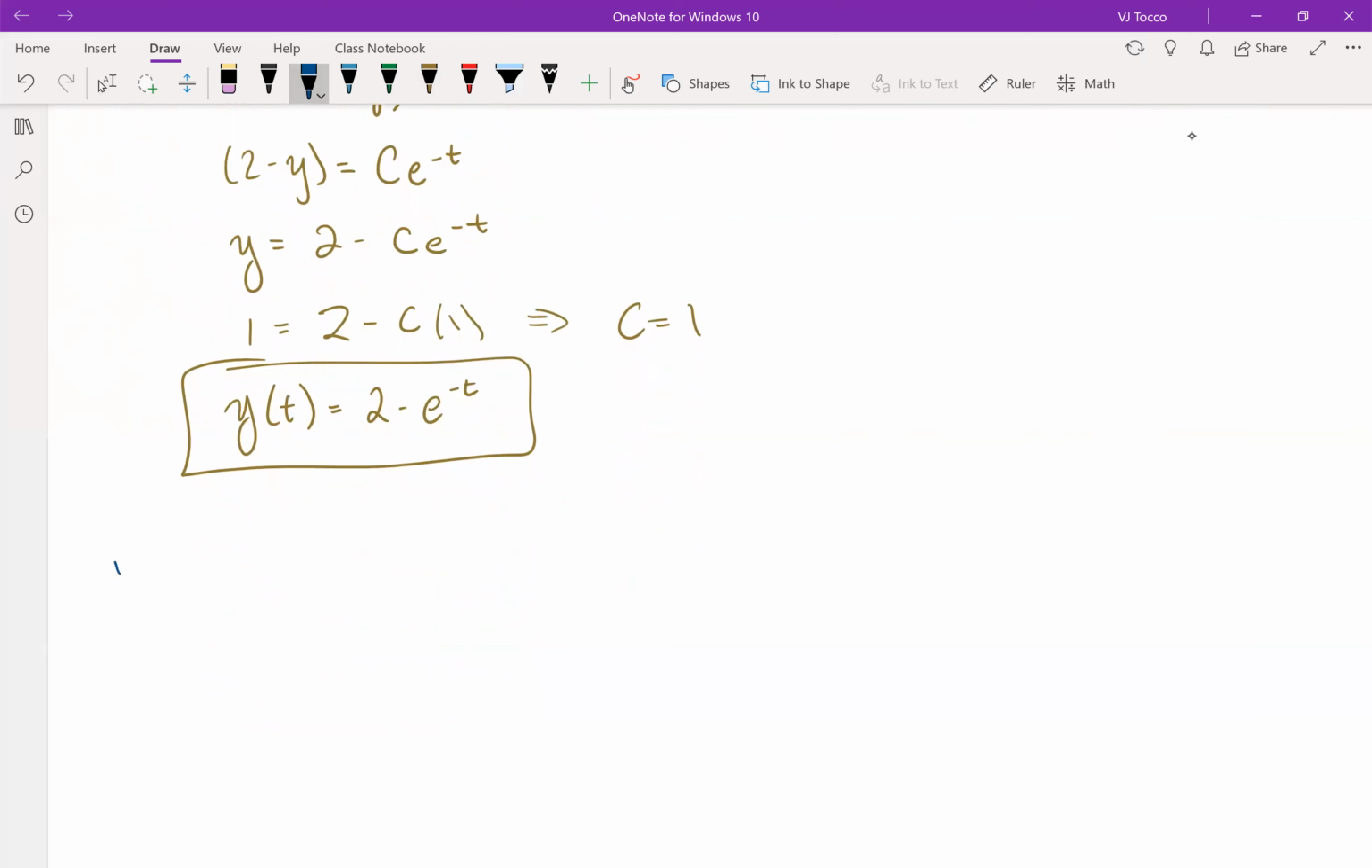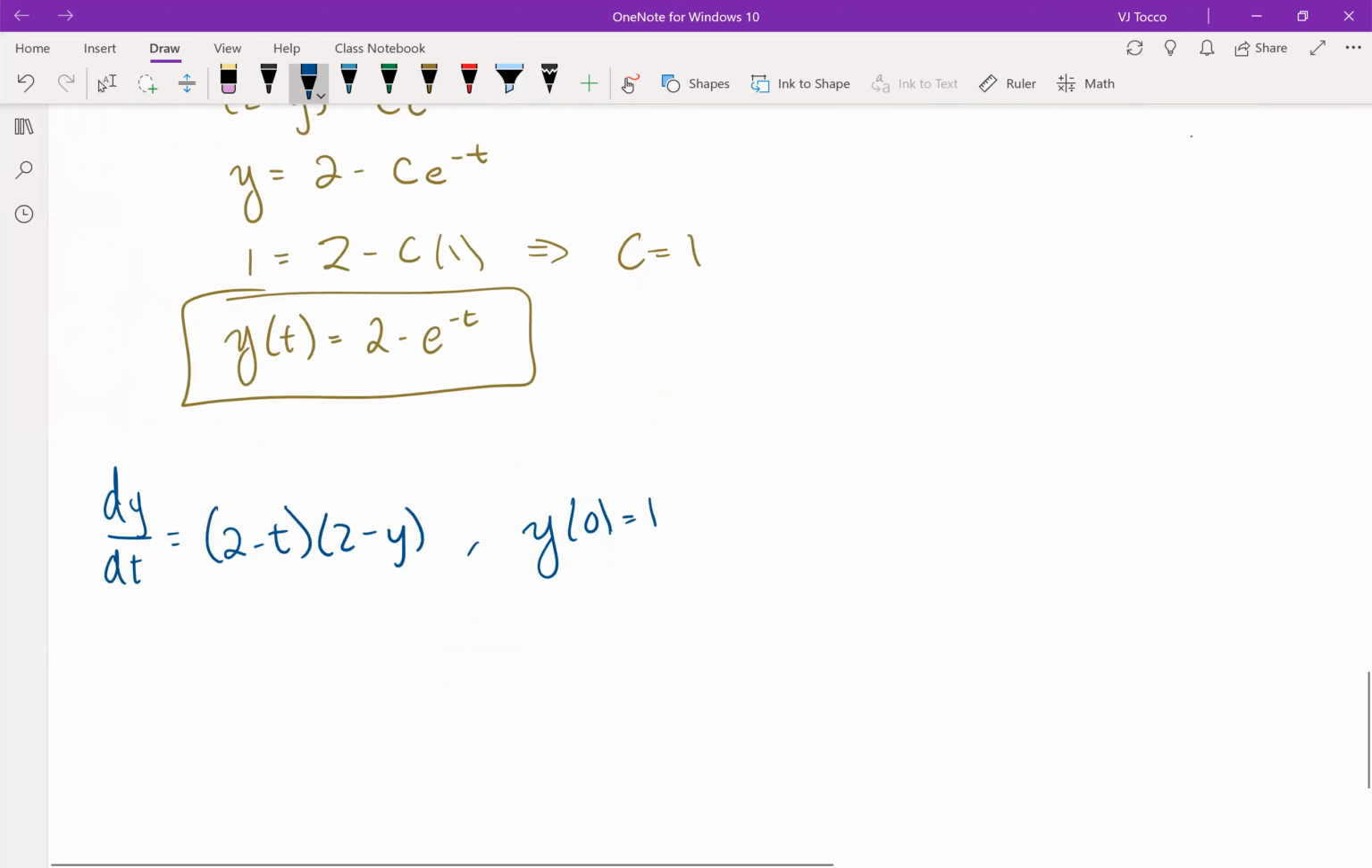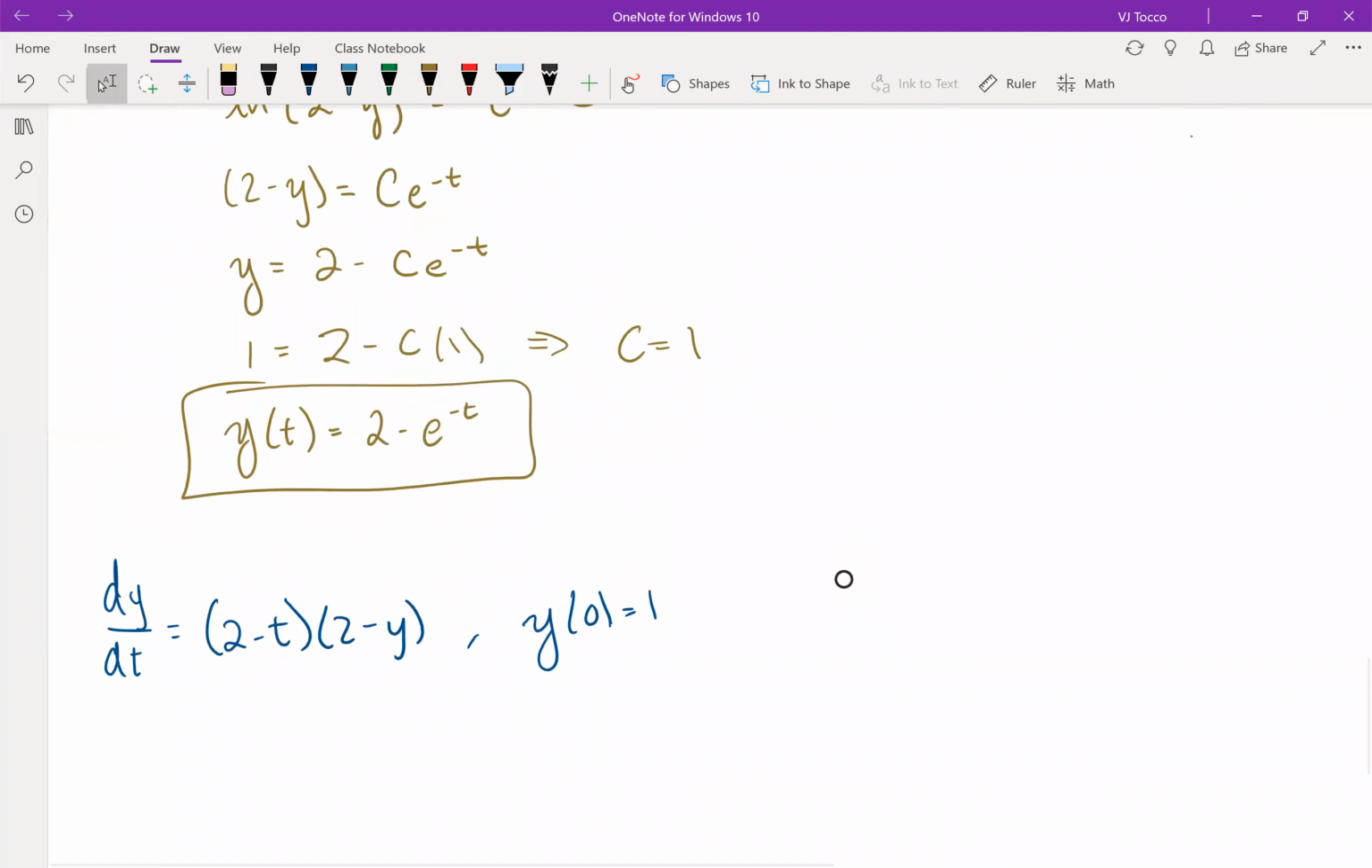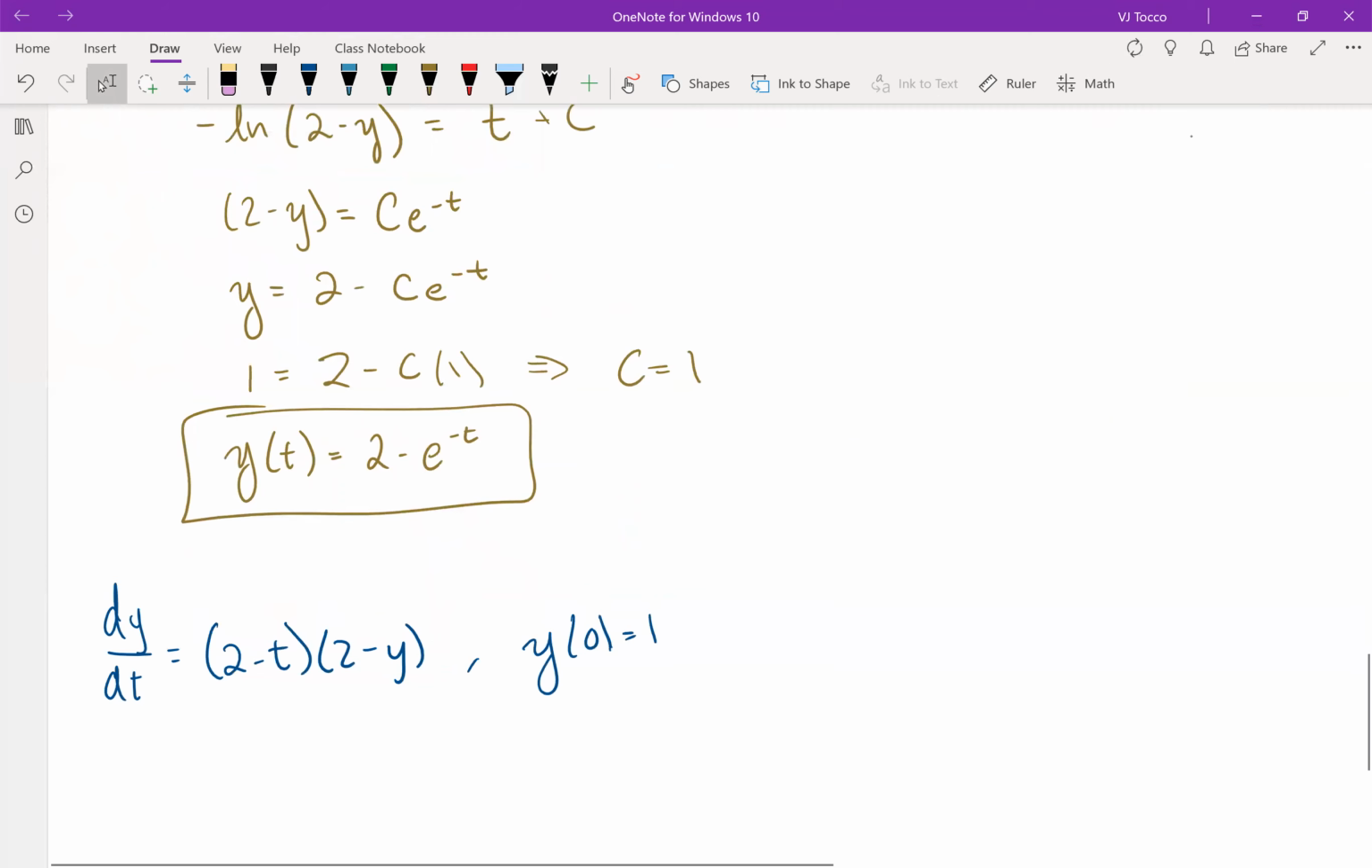This will be the toughest one yet. We'll put them both together. So dy/dt is equal to 2 minus t times 2 minus y. Still separable. Same initial condition: y of 0 is equal to 1. And we've done these two integrals before, just recently. So I know that the left-hand side is going to be minus ln of 2 minus y. The right-hand side will be 2t minus 1/2 t squared plus c.